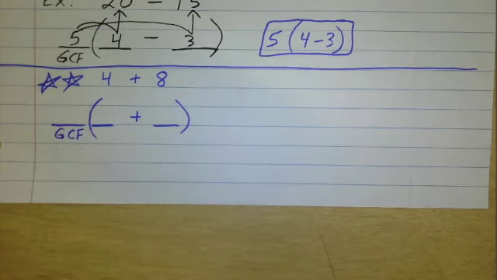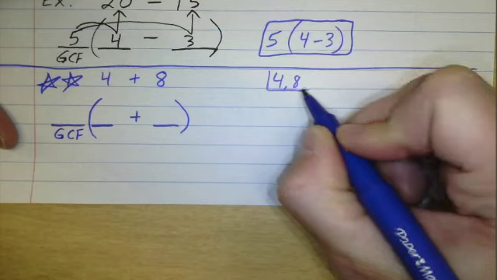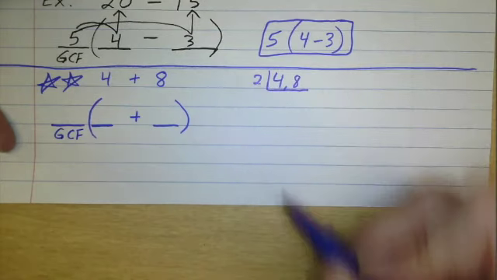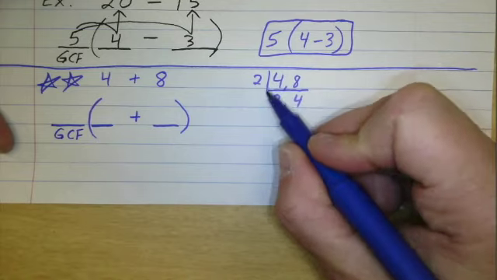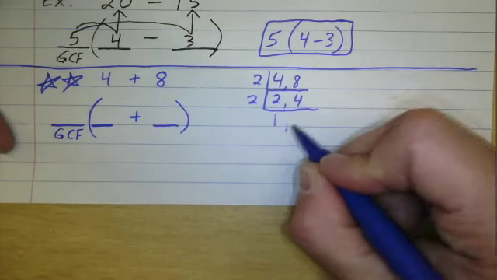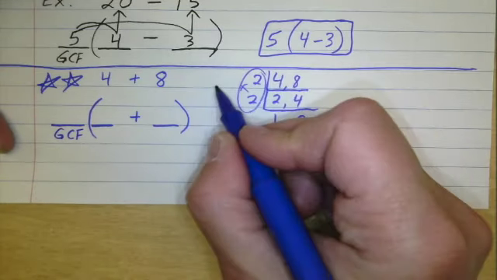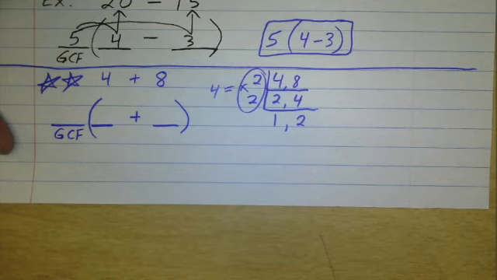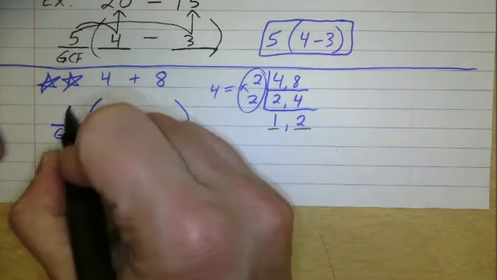Okay, so what I want to make sure that you do here is, with 4 and 8, to find the greatest common factor, you have to put a 2 out here. Dividing both by 2, you're going to end up with 2 and 4. If you divide those both by 2, you end up with 1 and 2. So your GCF, when you multiply the ones on the side, is going to be 4. And then you have your blanks right here.